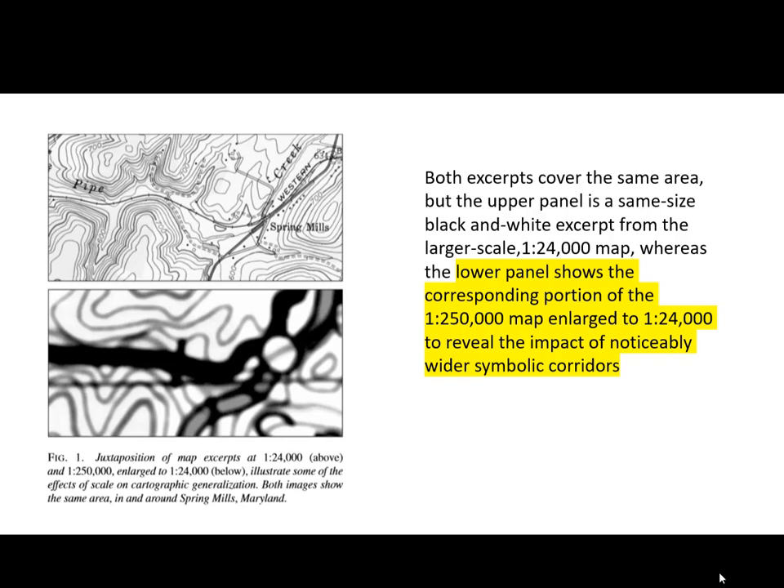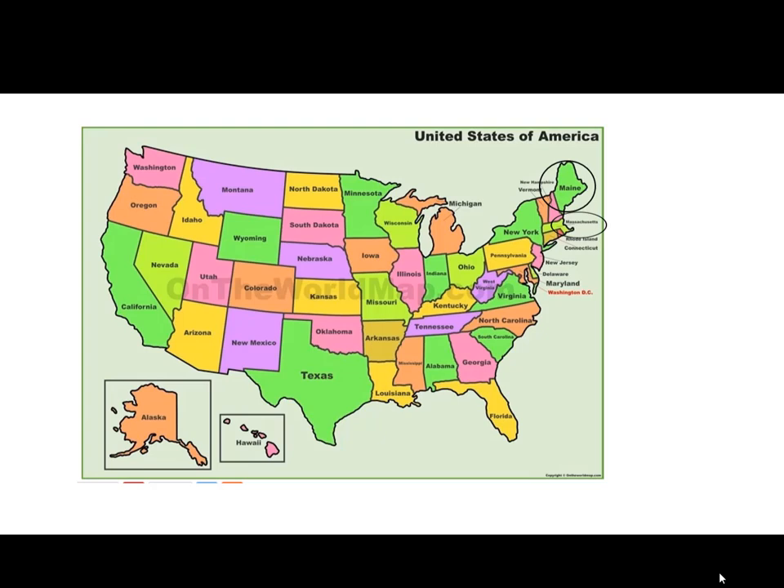These two maps here, the lower shows the corresponding portion of a 1 to 250,000 map enlarged to 1 to 24,000 to reveal the impact of noticeably wider symbols. Even though both excerpts cover the same area, the upper panel is a same size black and white excerpt from the larger scale 1 to 24,000 map.